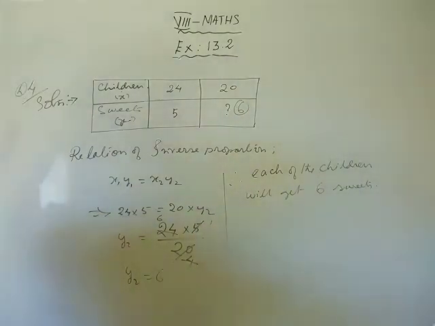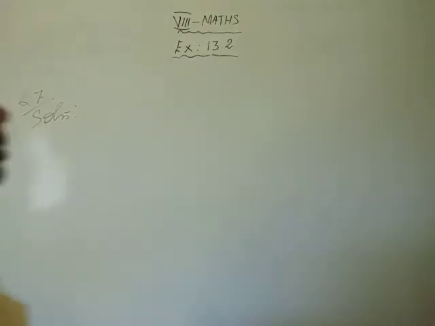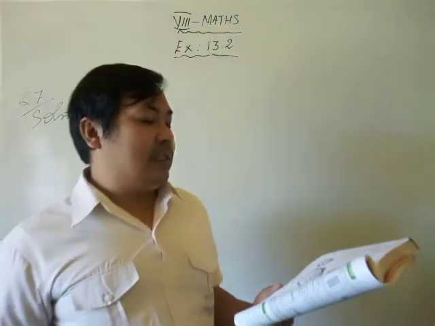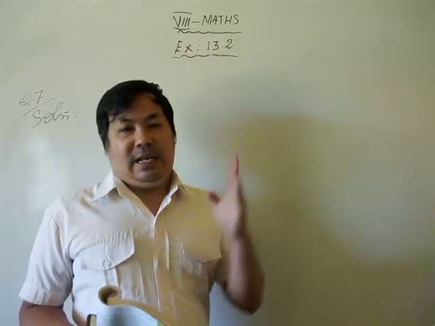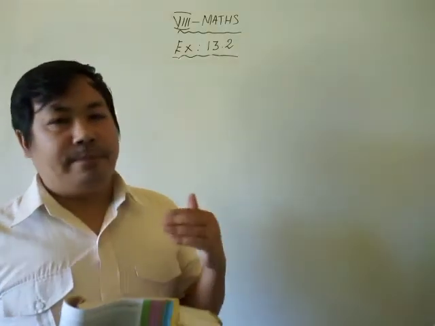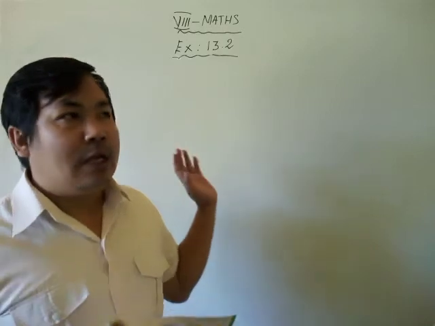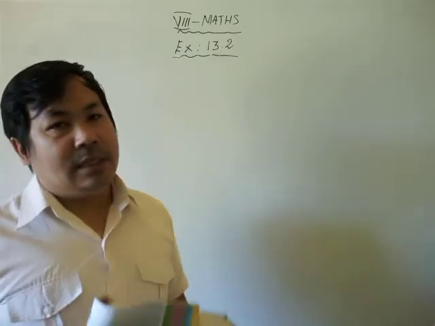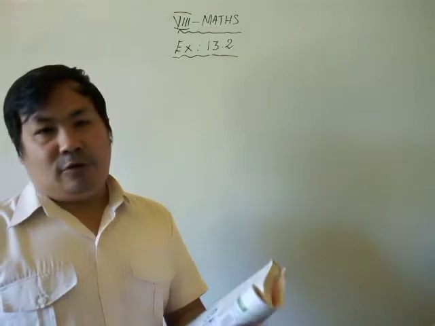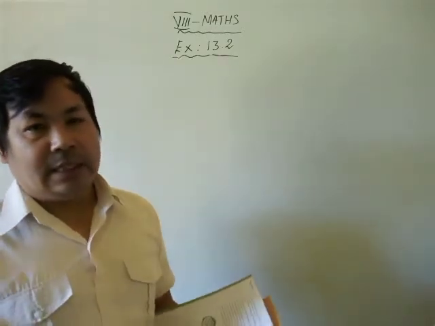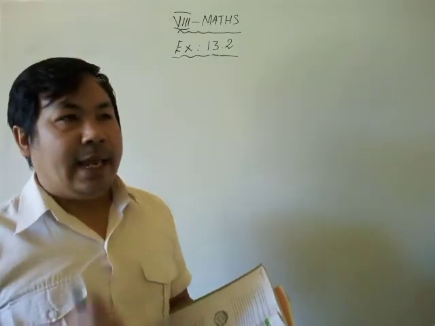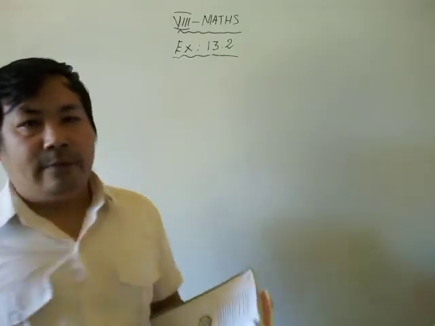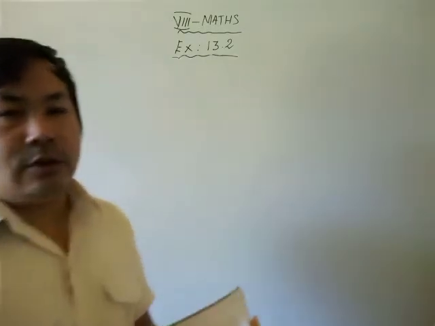Now let's go to the next question. Hello students, next we have question number 7. Questions 5 and 6 are almost the same as question number 4, but I have too many questions, so you can just try them yourself. They are very simple. Just tabulate the values of x and y, and apply the relation of inverse proportion. That's all. Clear? So I'll show question number 7 here.